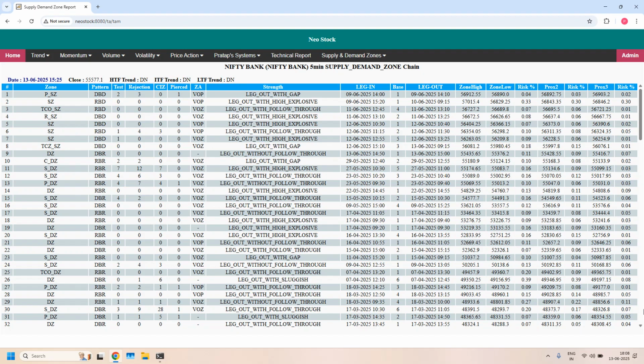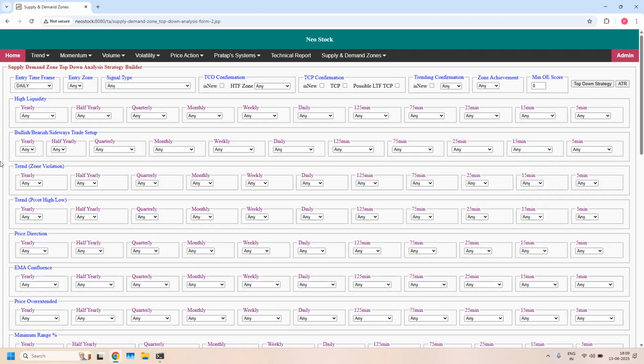Next, we will look into sideways, bullish and bearish trade setups for monthly, weekly, daily and hourly income trades. Starting with monthly income trade, entry time frame is daily. Sideways long trade setup entries on demand zone. Bullish or bearish or sideways trade setup parameter at entry time frame daily.